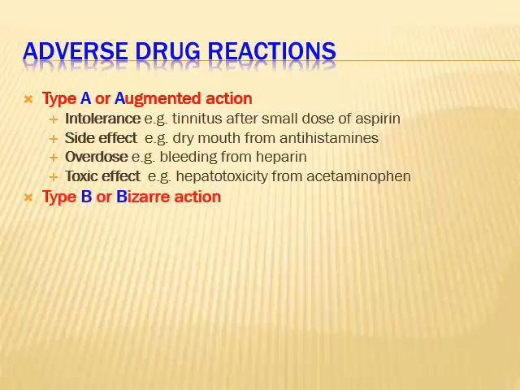The second category is Category B, where B is the initial of the word bizarre. This type of interactions is unexpected, since it is not dose-related, that is, it can occur at any dose level. This type is subdivided into 2 subclasses.